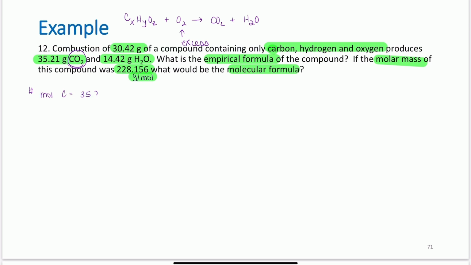I produce 35.21 grams of CO2. Convert that to moles of CO2. I know that I have 1 mole of carbon for every 1 mole of CO2. This gives me 0.8000 moles of carbon.